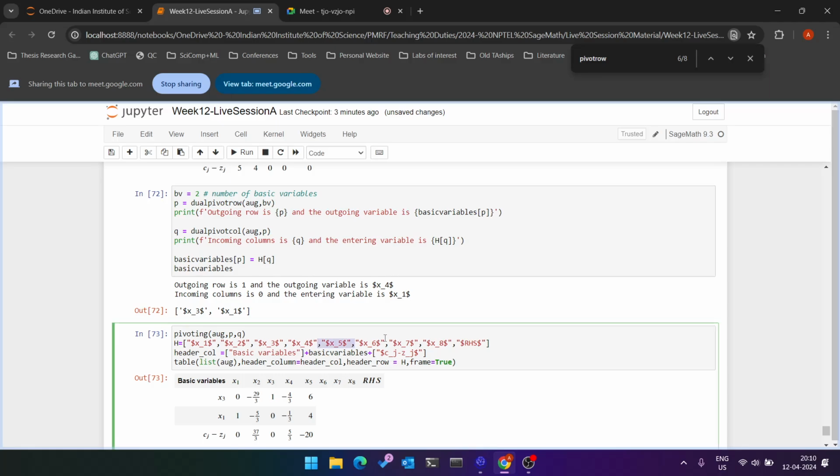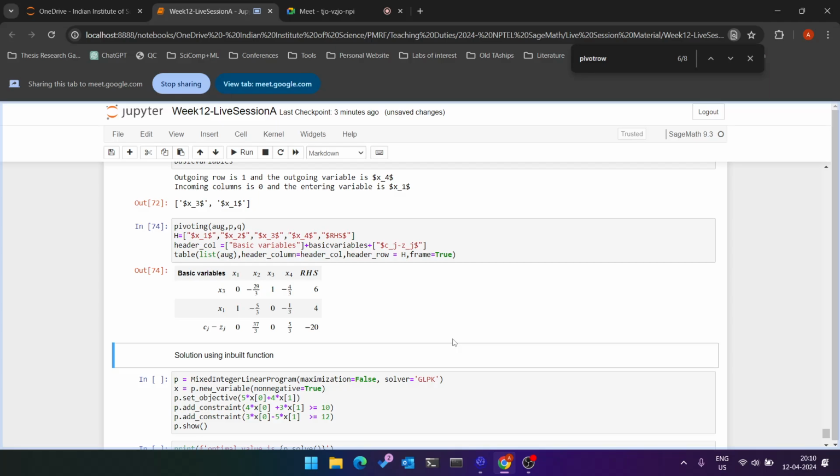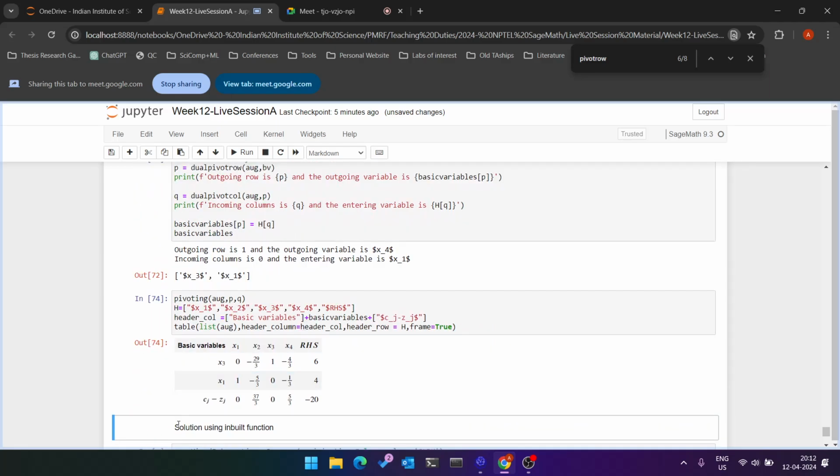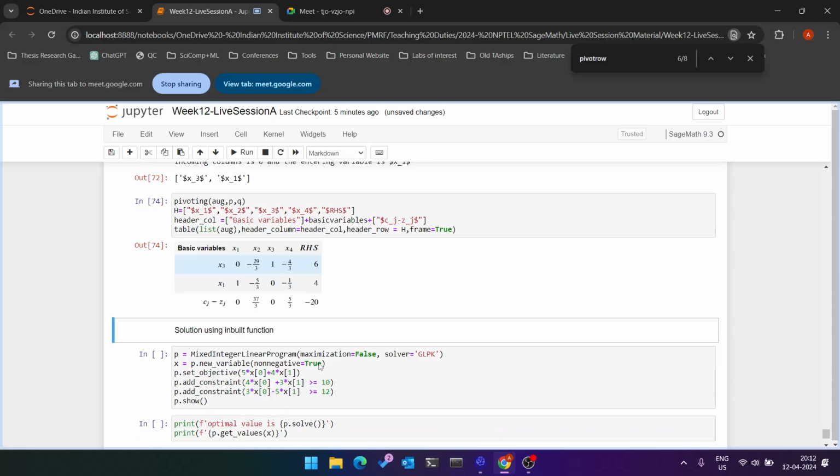There is a mistake here. So my augmented matrix ends up looking like this after pivoting. And what does this tell me? This tells me that my objective function row below is all positive, so no further iterations. So we see that my cost objective function has a value of 20 at x1 equal to 4 and x3 equal to 6.